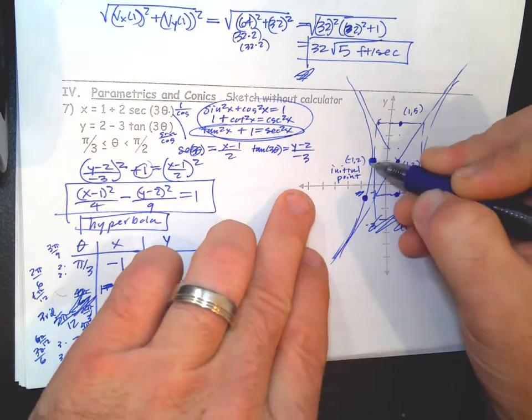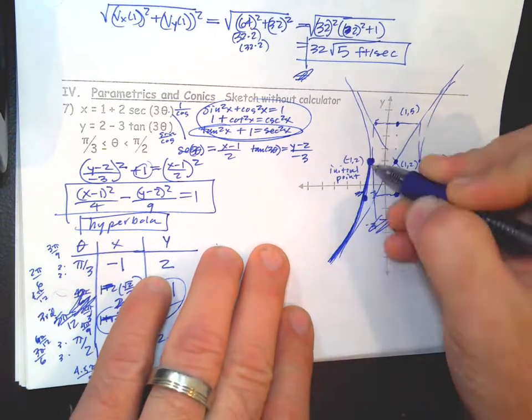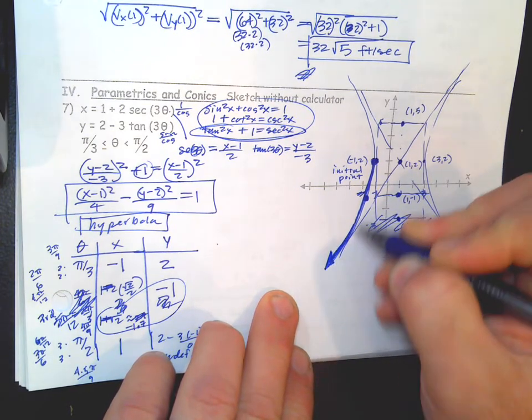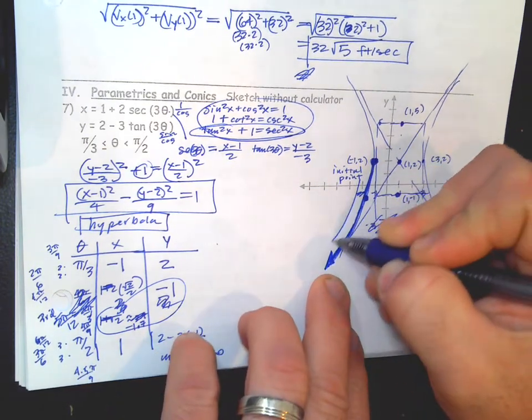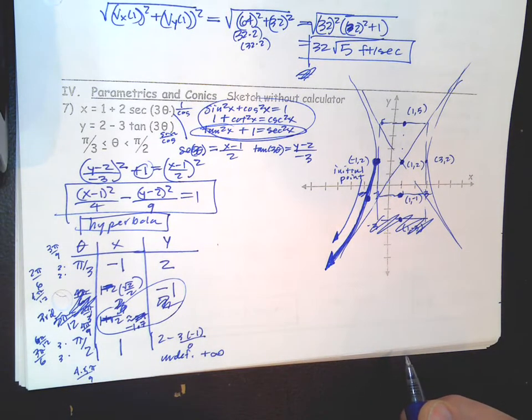So that confirms that this is the portion of your graph. And now this arrow doesn't indicate direction. This arrow indicates that it keeps going. So I need a second arrow to indicate direction. But that's it. That's your final thing.